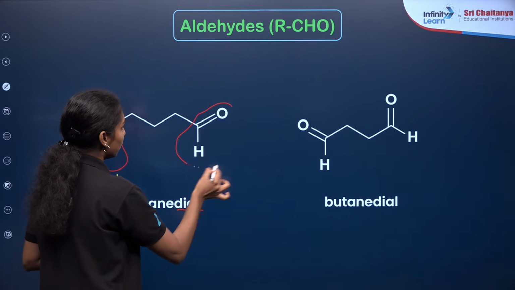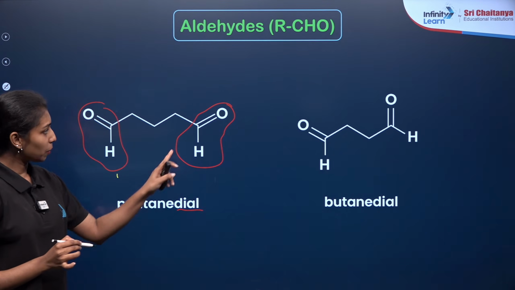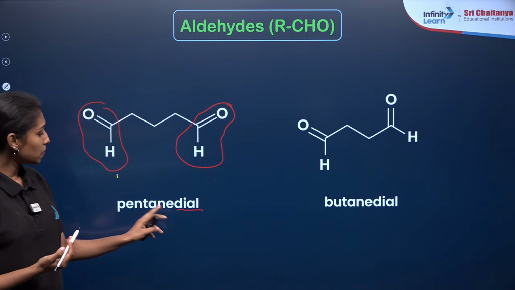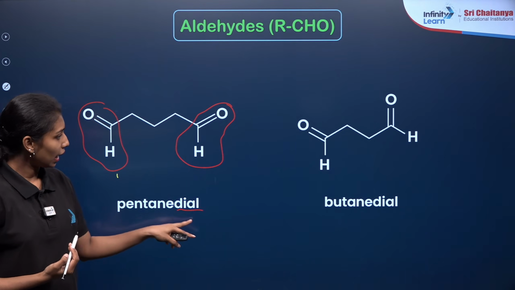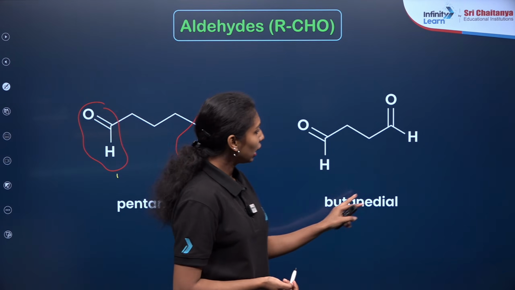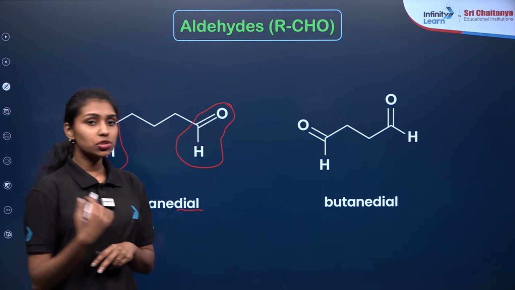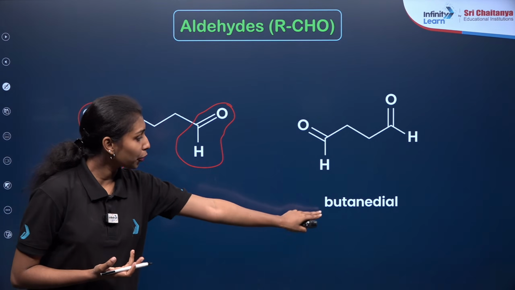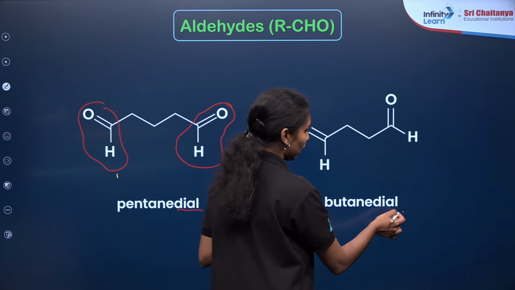This is a total 5 carbon compound. The word root will be pentane, and this will be containing 2 aldehyde groups. So it will be given as pentanedial. And here it is again butanedial, a 4 carbon compound in which 2 carbon atoms are aldehyde groups. The name will be butanedial.